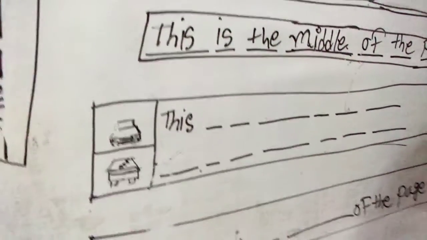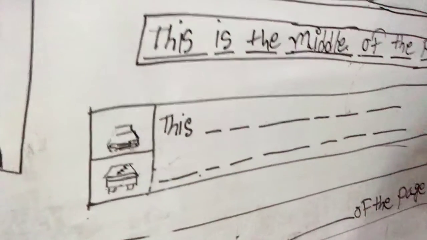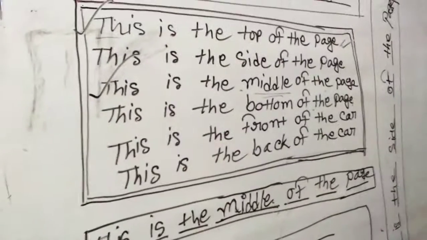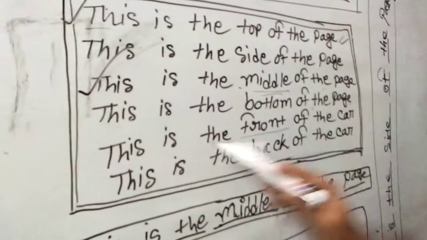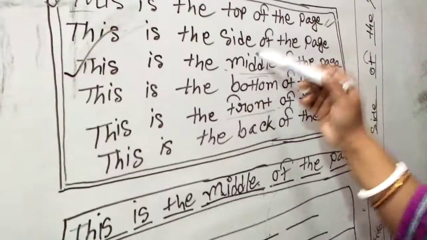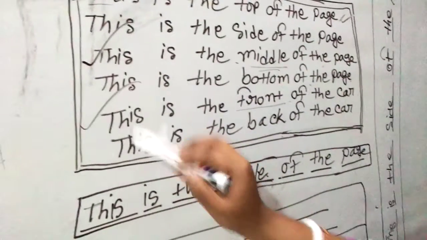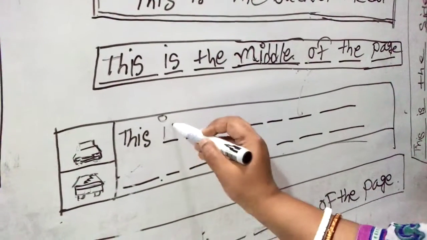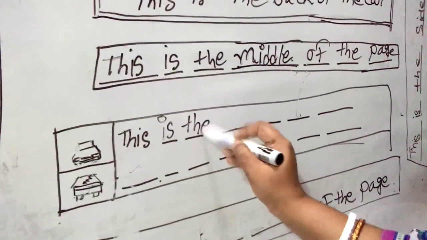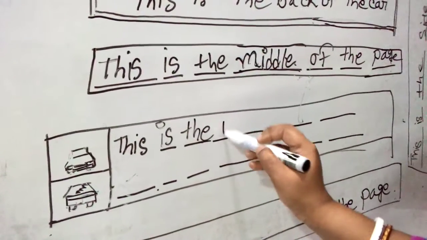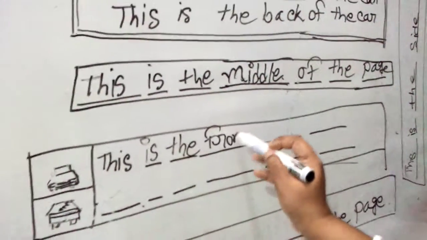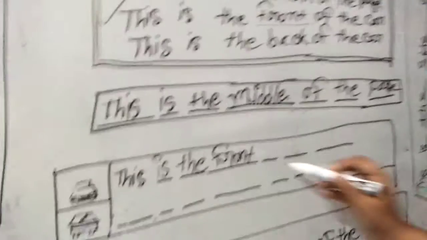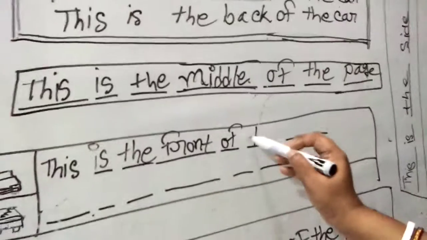So hope it's the front side of a car. If it is the front side of a car, which of the sentences will be proper for this? This is the front of the car. 1, 2, 3, 4, 5. See, the number 5 sentence is correct for our next picture. That means this is the front of the page.